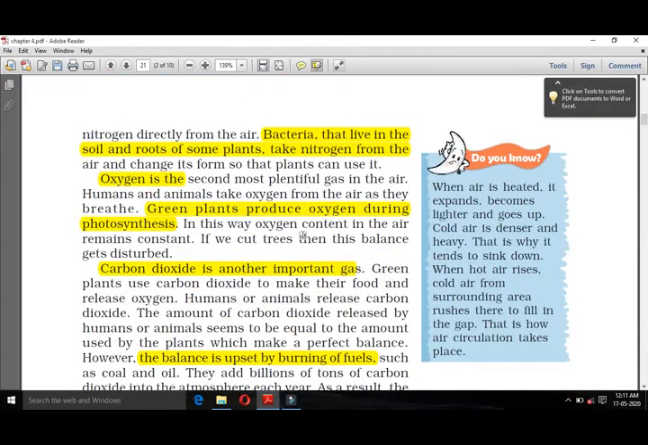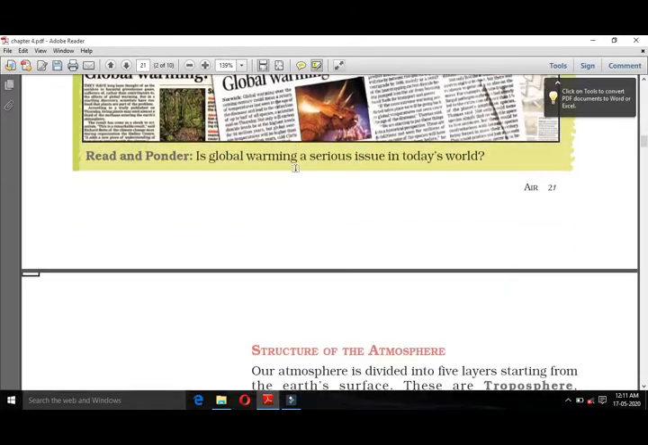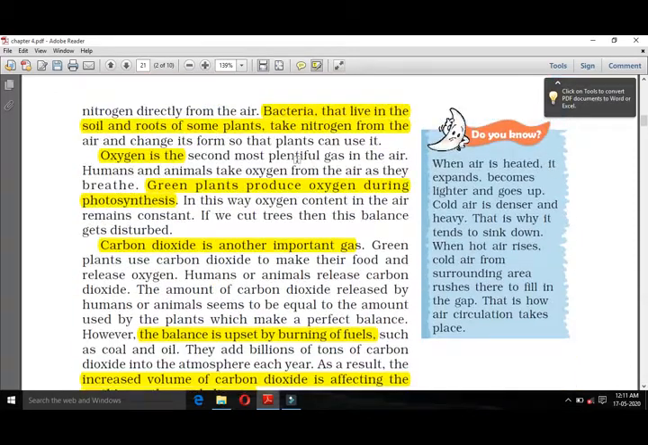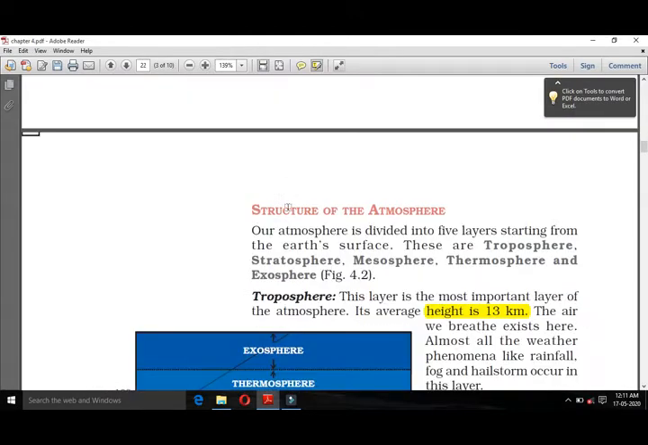First of all, we need to understand what air is and its composition and structure. So we discussed these three gases. Keep it in your mind: nitrogen, oxygen, and carbon dioxide. These are very important. Others are also important for us, but these three are the most useful.